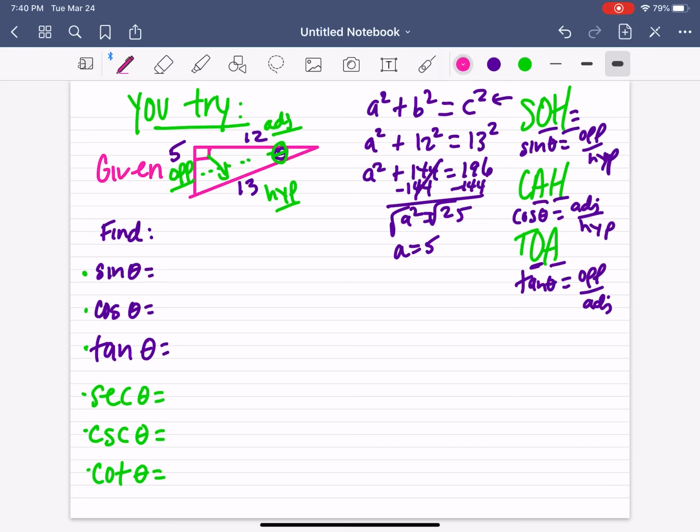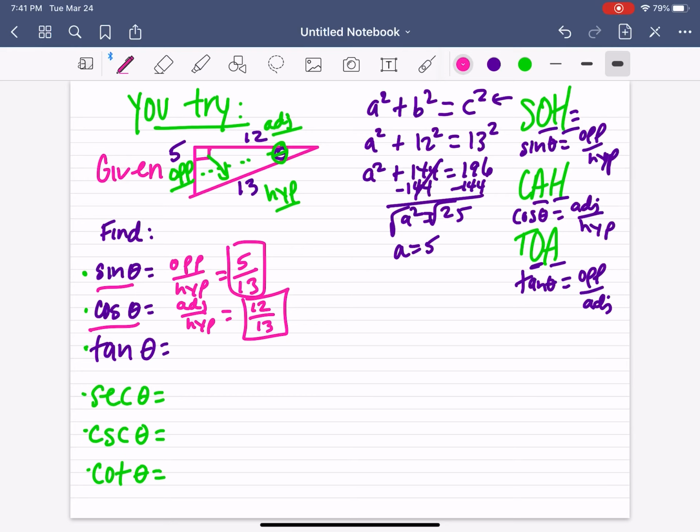So the first one is sine. So remember, sine is opposite over hypotenuse. So looking at our triangle, the opposite side is 5. The hypotenuse is 13. So the sine of theta is 5 over 13. The next trig function is cosine of theta. Cosine of theta is adjacent over hypotenuse. Now let's look at the triangle. The adjacent side measured 12 units and the hypotenuse measures 13. So the cosine of theta is 12 over 13.